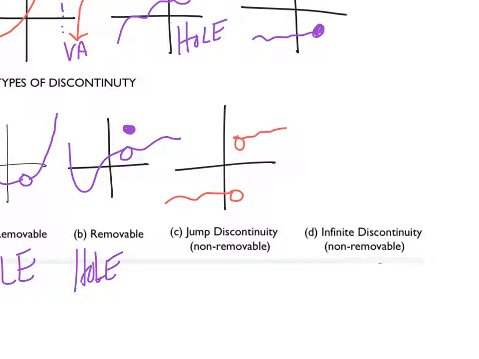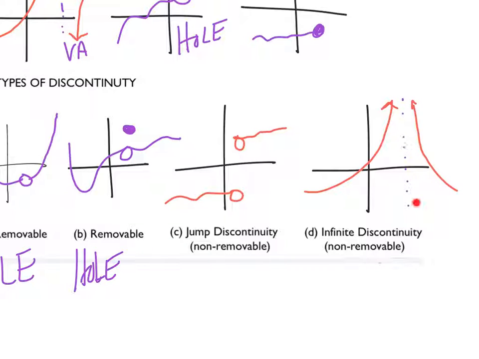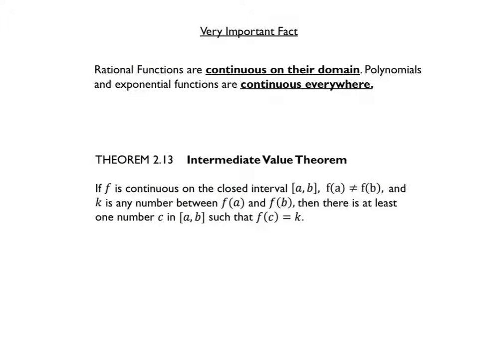An infinite discontinuity, again, think of infinity. It has a vertical asymptote. It kind of shoots up towards infinity, or this could also come down towards infinity. But it has this nice vertical asymptote. So one very important fact to recall, rational functions are continuous over their domain. Anytime you have a rational function, you need to slow down and think about that domain. Polynomials and exponential functions are continuous everywhere.